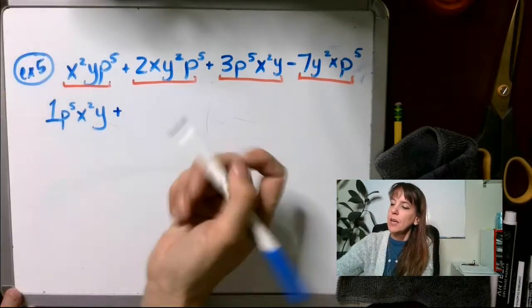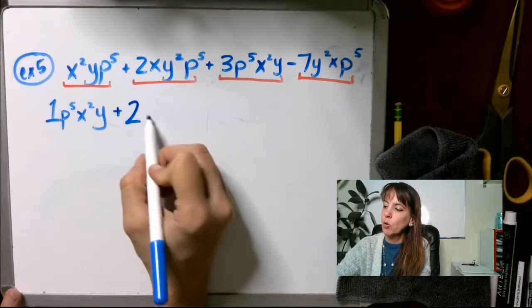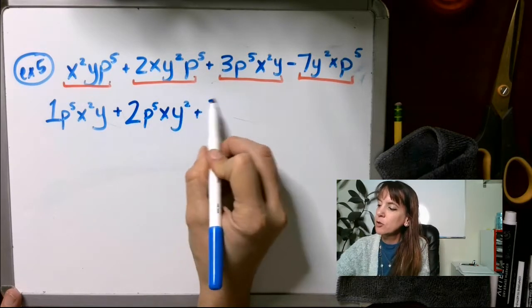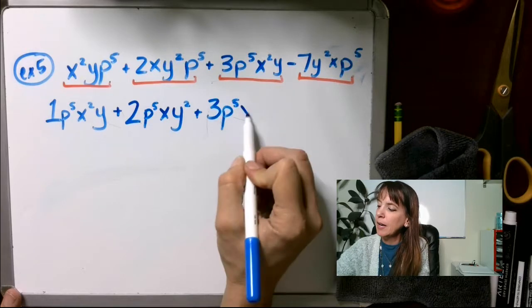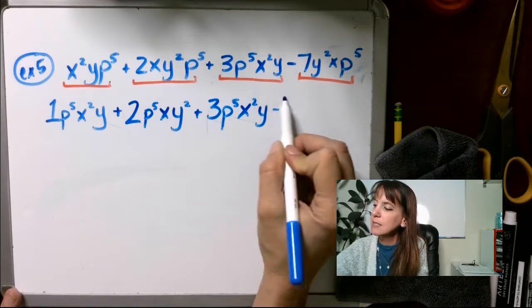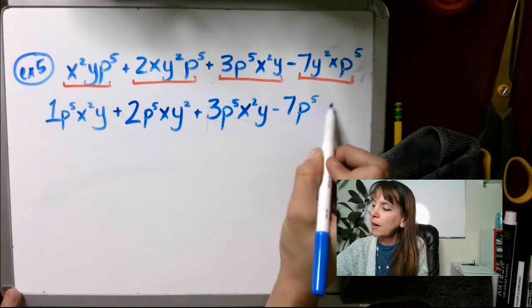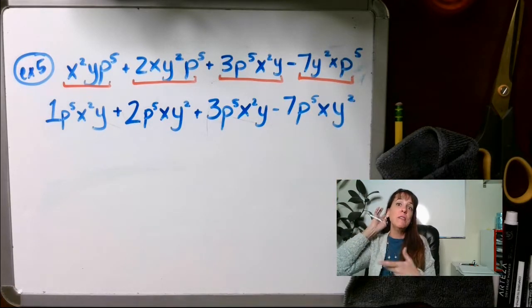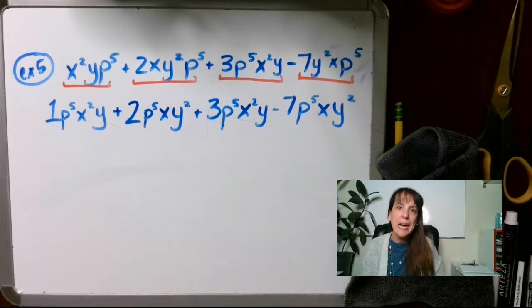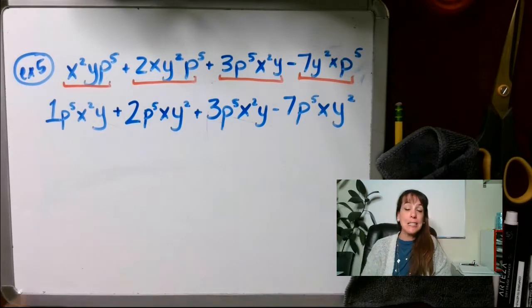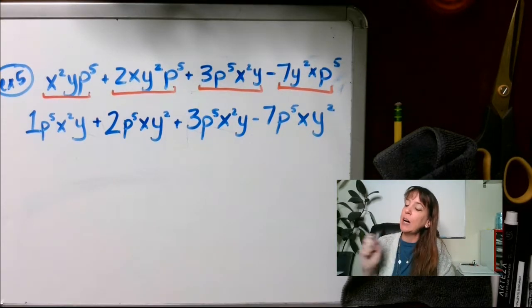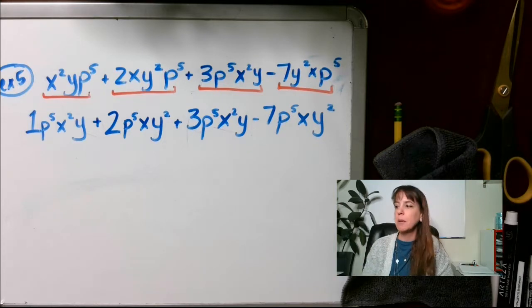So now we have 2, and I'm putting it in order, p⁵xy² plus 3p⁵x²y minus 7p⁵xy². So there I've just rewritten my chunks, and within those chunks I have written them in alphabetical order. As you're copying the problem down from the book, that's a good idea to do it that way. Okay, so looking at these guys, now we've got to combine like terms. Personally, I think it's easiest if we underline the chunks that we're going to be combining.